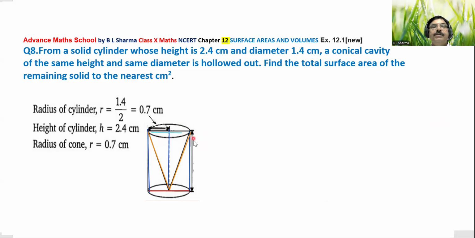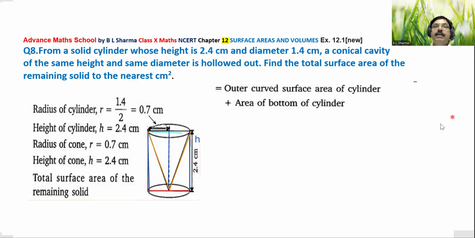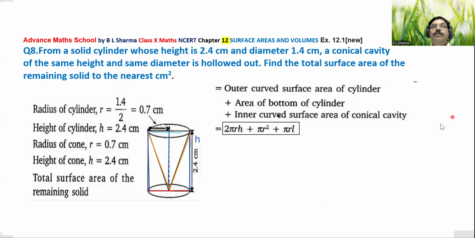Height of cylinder, देखिए height of cylinder this is given, that is 2.4 centimeter. So height, कोन का हाइट भी 2.4 सेंटीमीटर और सिलेंडर का हाइट भी 2.4 सेंटीमीटर है. Total surface area will be given outer curved surface area of cylinder plus area of bottom cylinder plus inner curved surface area of conical cavity. Write the formula 2 pi RH plus pi R square plus pi RL.